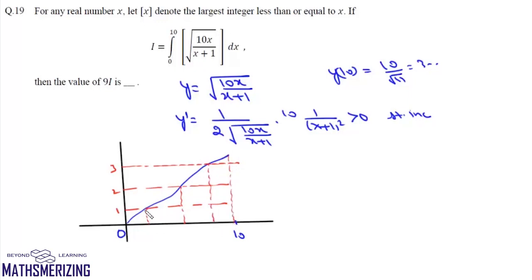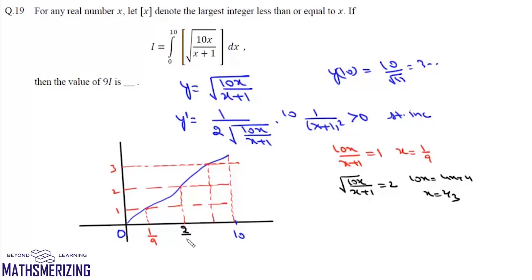Now this point is when the value of this function is 1. So if we take this as 1, we'll get 10x upon x plus 1 will be equal to 1. So value of x here is 1 by 9. So this point is 1 by 9. Now for this, we'll put under root 10x upon x plus 1 equals 2, now we square it, we'll get 10x equals 4x plus 4, or the value of x is 2 by 3.